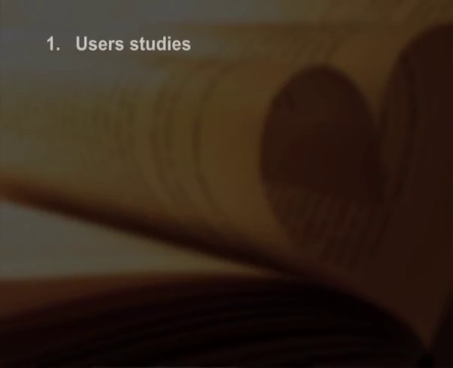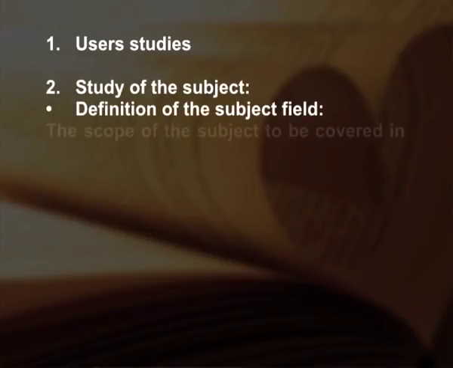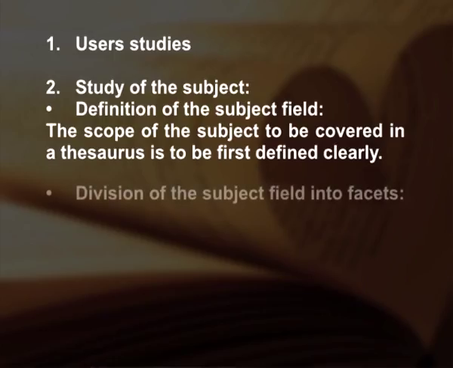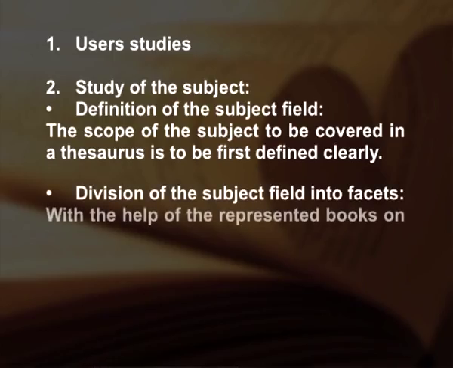Essential steps. The essential steps in the construction of a thesaurus may be summarized as follows: 1. User studies. 2. Study of the subject. 1. Definition of the subject field. The scope of the subject to be covered in a thesaurus is to be first defined clearly. The scope must be coexistent with that of the IR system for which the thesaurus is being compiled. Second one, division of the subject field into facets.